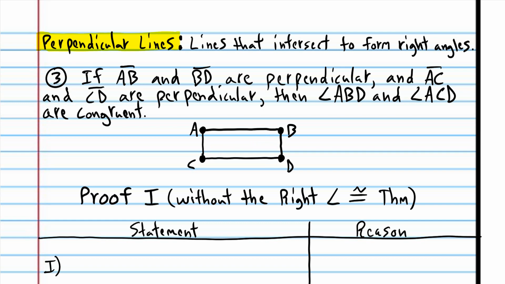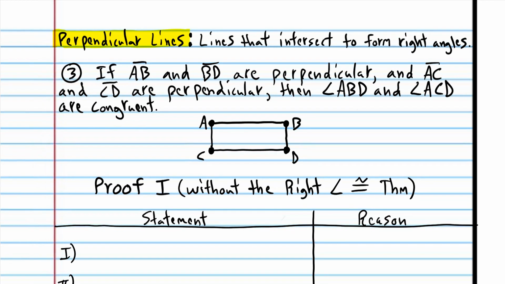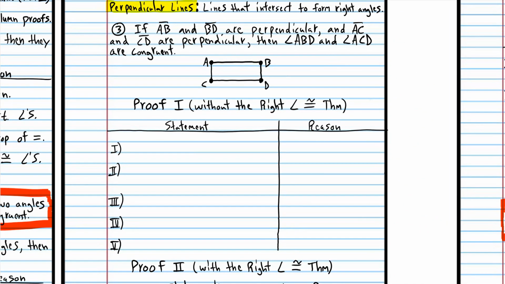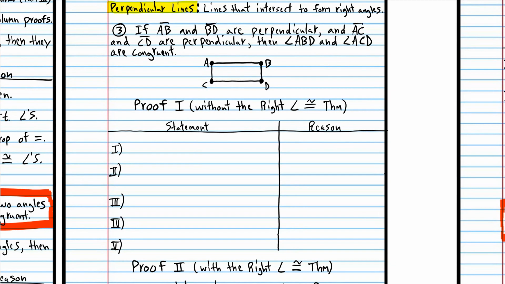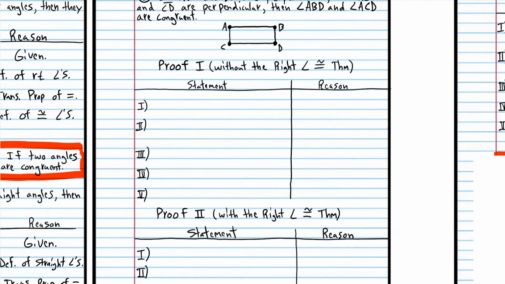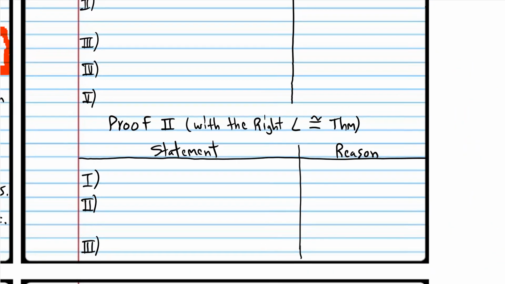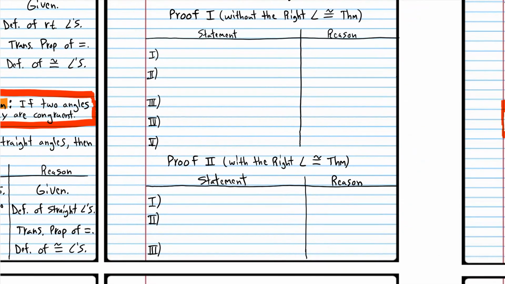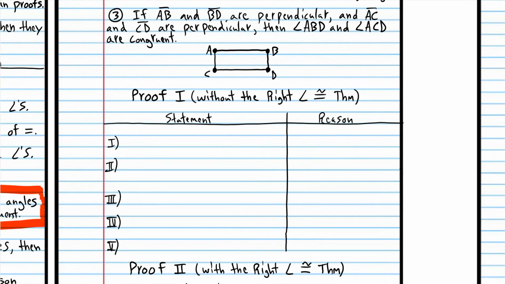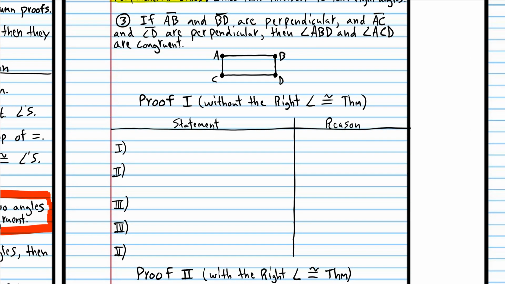Now I'm going to do this one for you, and you're going to do a similar problem for number 4. So don't worry about doing this problem right now on your own. But I want you to understand that I'm going to prove this statement without the right angle congruence theorem, which is what we just learned. Then I'm going to prove it with the theorem, and you're going to see that we're going to use fewer steps because of that theorem. So it's going to help us jump over some steps. So anyway, let's prove it without the right angle congruence theorem.